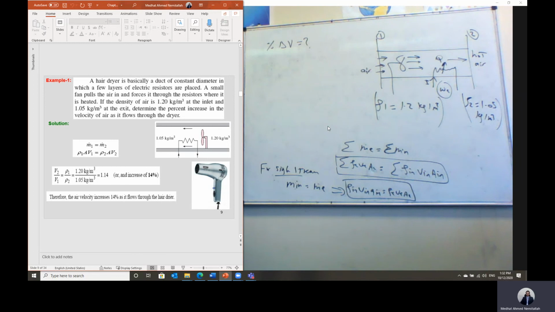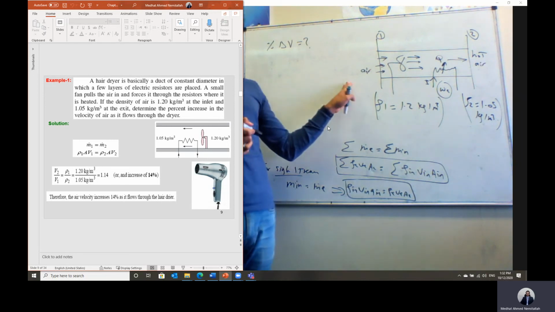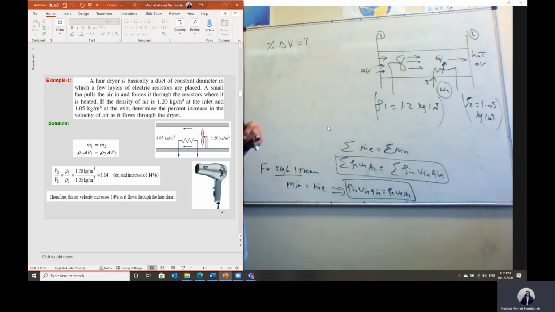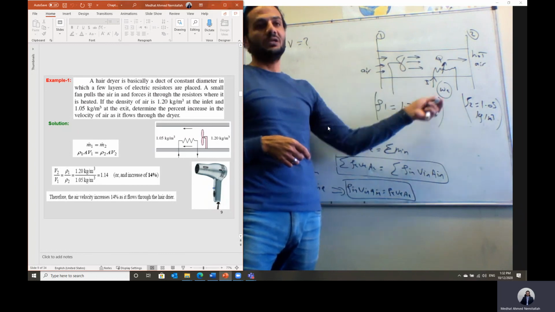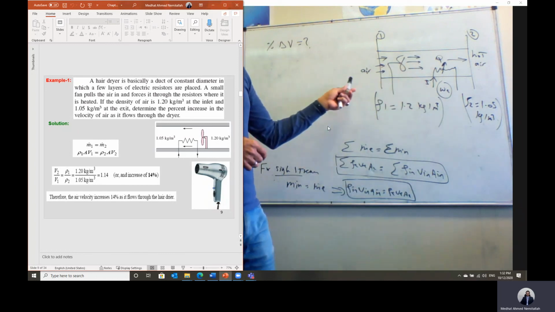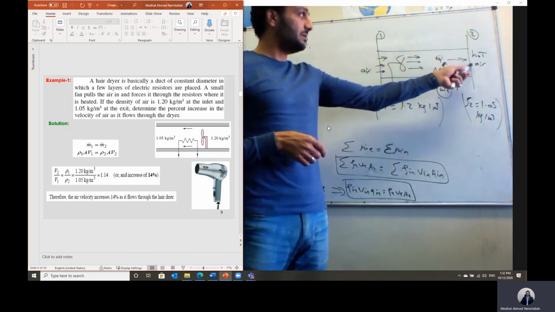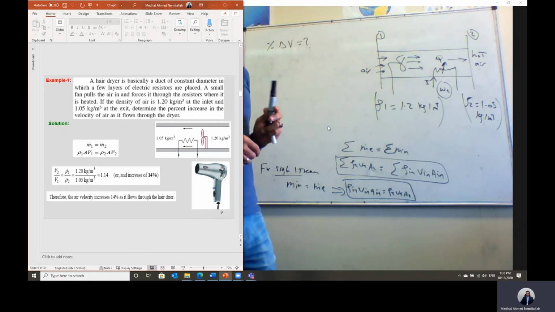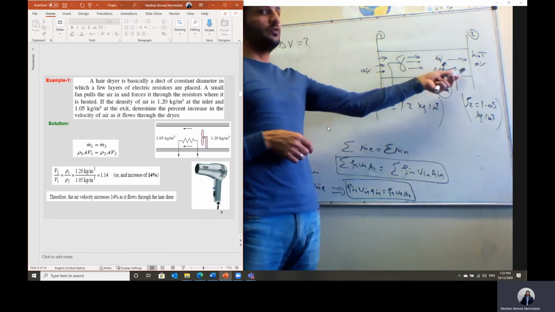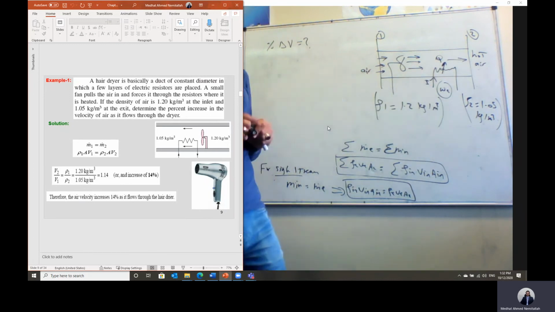Okay. So is this air dryer, guys, a steady flow device or an unsteady flow device? Unsteady is only a special case when we have a tank that we are filling or a tank that is discharging. Otherwise, it is a steady flow. And most of the engineering devices are steady flow devices. So in this case, does the hair dryer accumulate mass inside? No, it is a steady flow device. The mass flow rate in is the same as the mass flow rate out. But do we have more than one inlet or more than one outlet? No, this is a single stream.